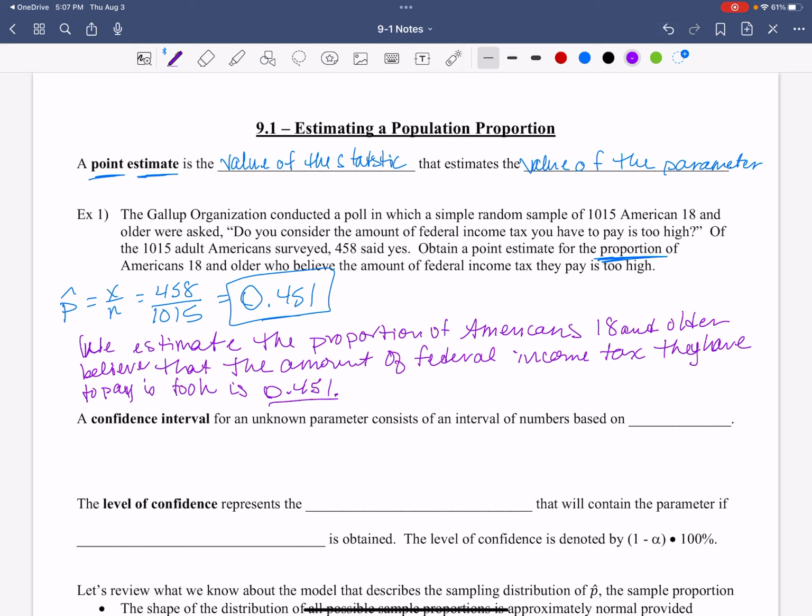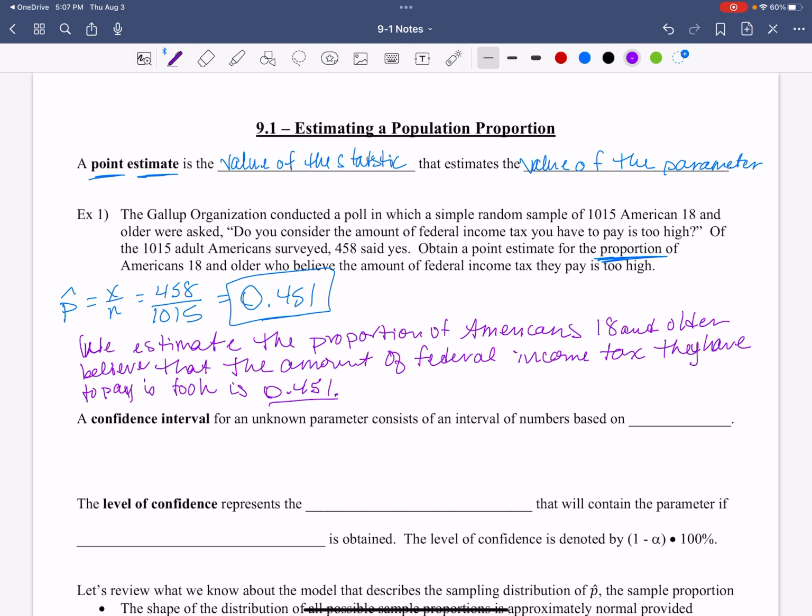So if we take this from a decimal to a percent, it's about 45%, right? So whenever we talk about something like that, sometimes it's referred to as a percent, but we're talking about the proportion, and a proportion is always going to be a decimal, right? So that's where that comes from. Cool, right? So about 45%-ish, so 0.451, almost half of those surveyed believe that it's too high. That's kind of how that plays out.